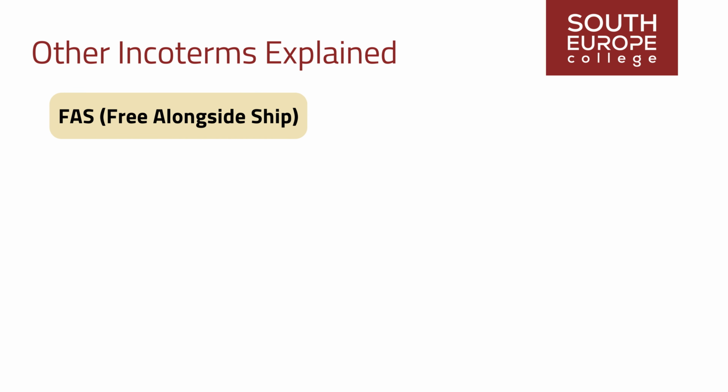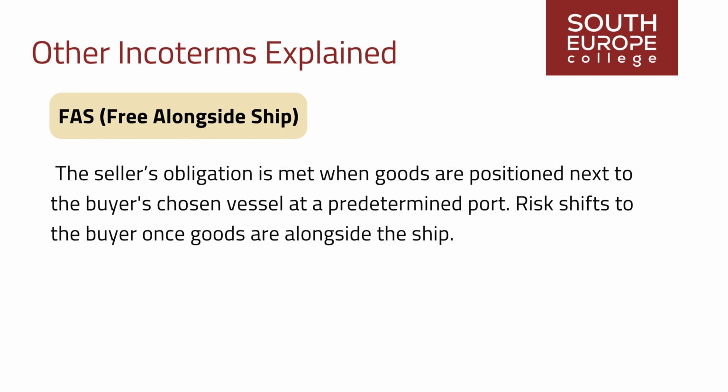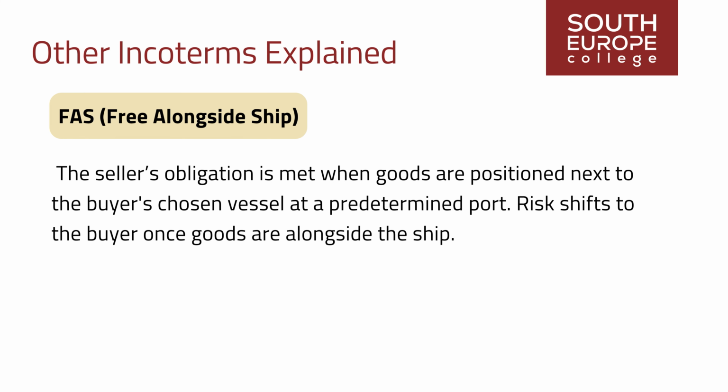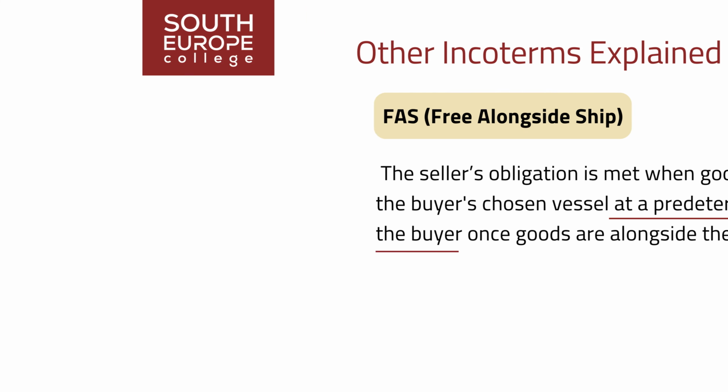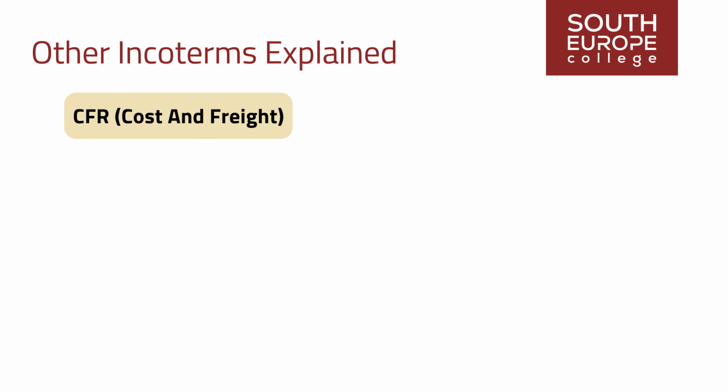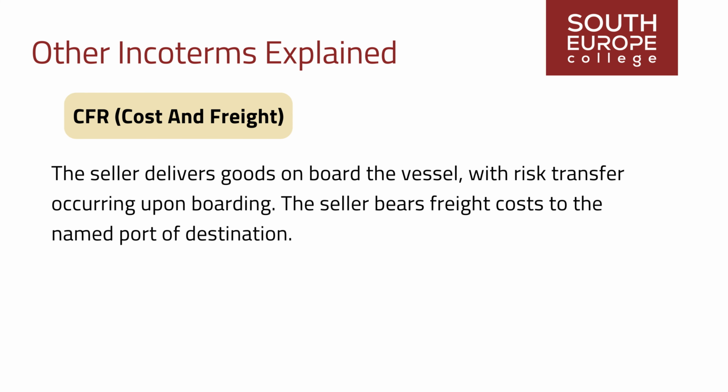FAS, free alongside ship. Seller's obligation is met when goods are positioned next to the buyer's chosen vessel at a predetermined port. Risk shifts to the buyer once goods are alongside the ship. CFR, cost and freight. Seller delivers goods on board the vessel, with risk transfer occurring upon boarding. The seller bears freight costs to the named port of destination.